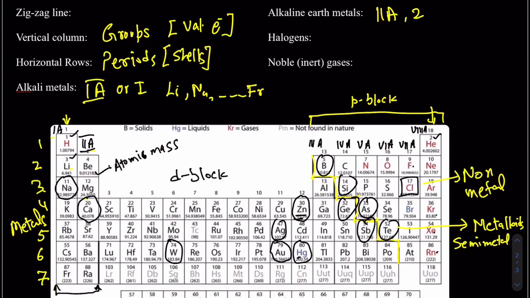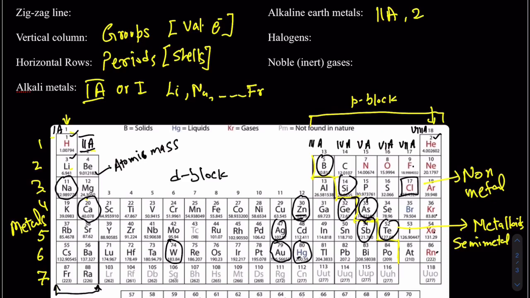Now keep in mind, hydrogen is the only non-metal that's placed in the wrong spot. Not necessarily the wrong spot, but it's placed on the metal side, even though most of the non-metals are placed on the right side of that zigzag line. Since this is a non-metal, you don't really consider it an alkali metal. So your alkali metals start from lithium all the way to francium.